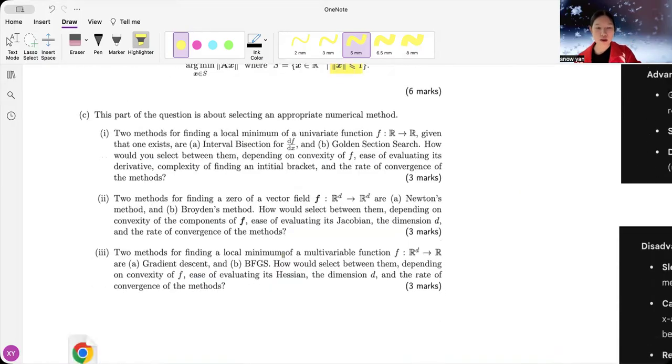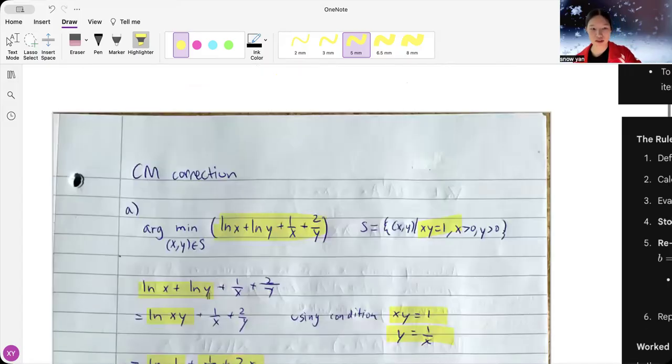And then we're going to move on to part C. Part C is basically going over different methods and choosing which one is better suited. In part I, we're asked about two methods for finding a local min of a univariate function, given that one exists: interval bisection and golden section search. How would you select between them depending on convexity of f, ease of evaluating its derivative, complexity of finding an initial bracket, and rate of convergence of these methods?